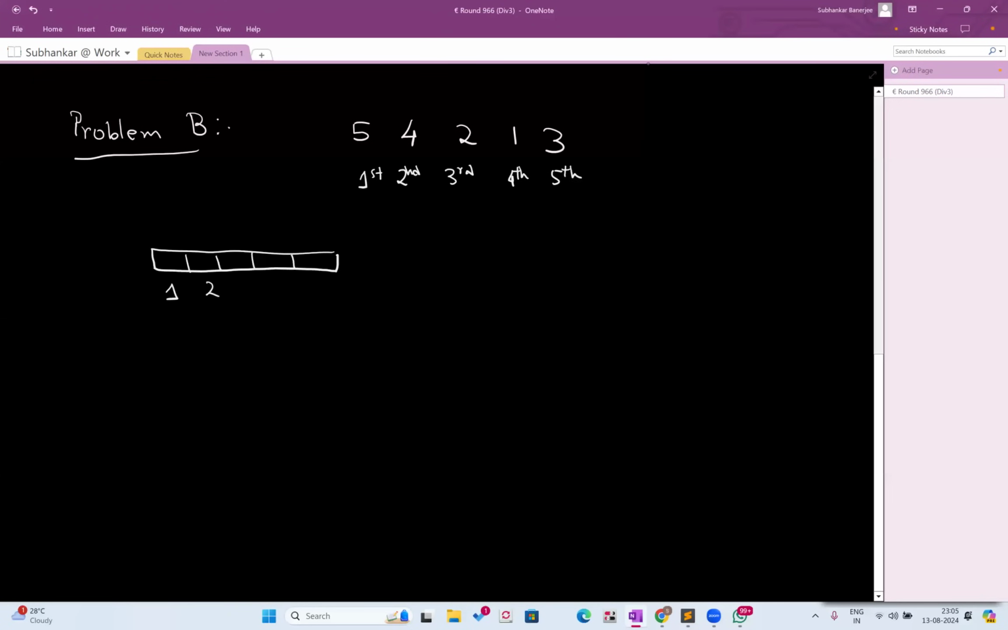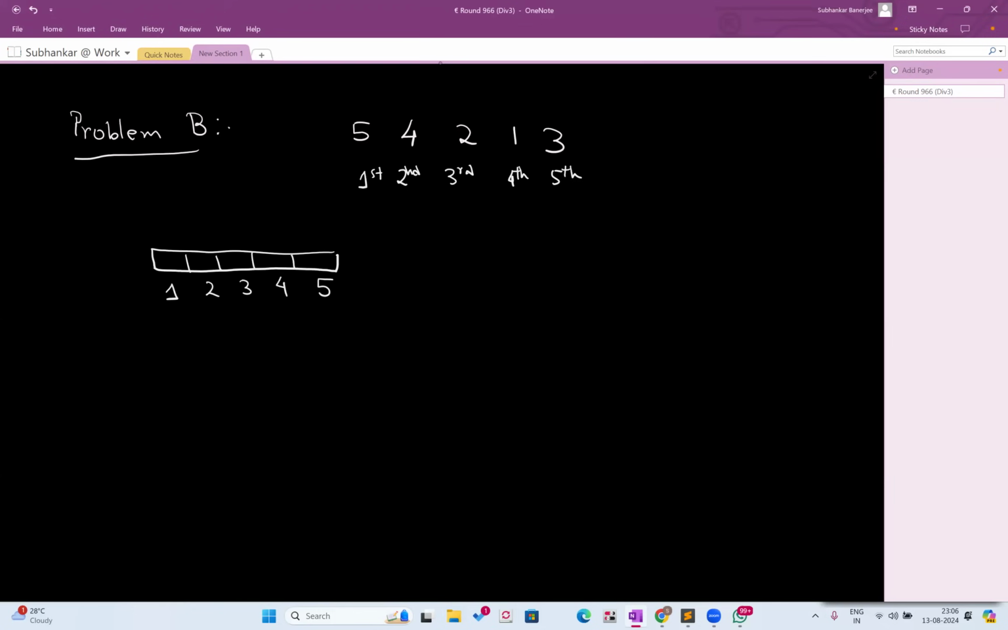Five seats are available, and five passengers come one by one. The seat numbers occupied by them are all distinct. So two passengers cannot have the same seat. Everybody has a different seat.